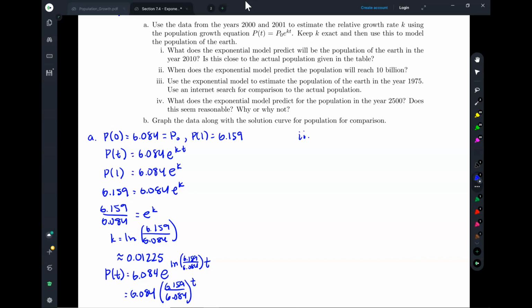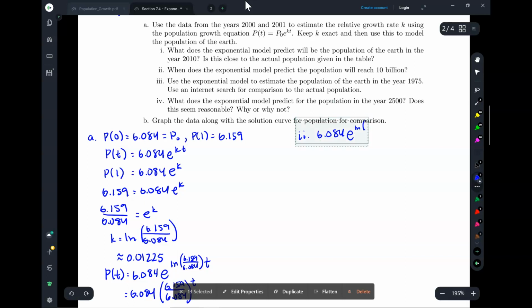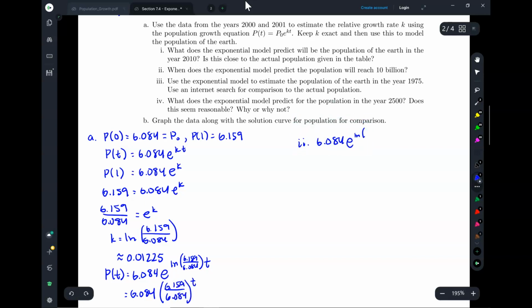So we want to know when the exponential model will predict a population of 10 billion. So we want to know when that 6.084 e to the natural log, again, you can just use a k here if you'd like, of 6.159 over 6.084 t, when will that equal 10? We're going to try to solve for t. So we will divide both sides by that 6.084.